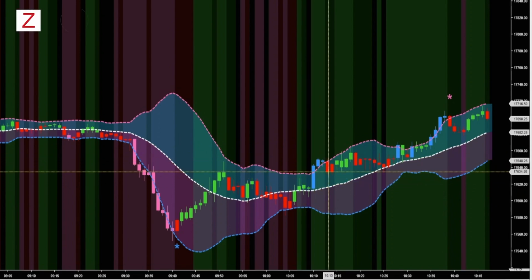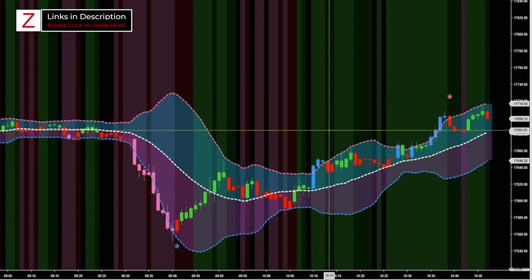Price comes back inside the Bollinger Band. Solar wind is red, ADX is not printing a trend.